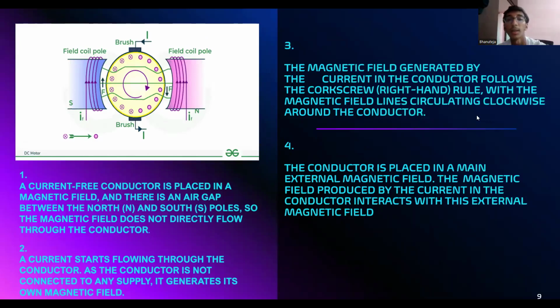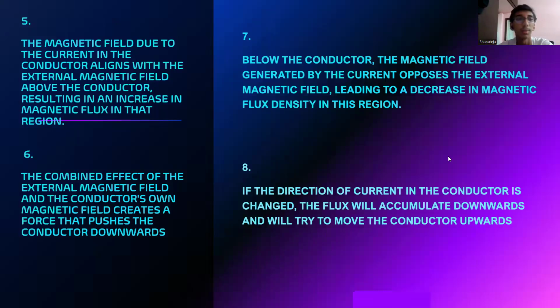Next, the fourth point: the conductor is placed in a main external magnetic field. The magnetic field produced by the current in the conductor interacts with this external magnetic field. So those are the 4 main points of the working. Next, we have 4 more.